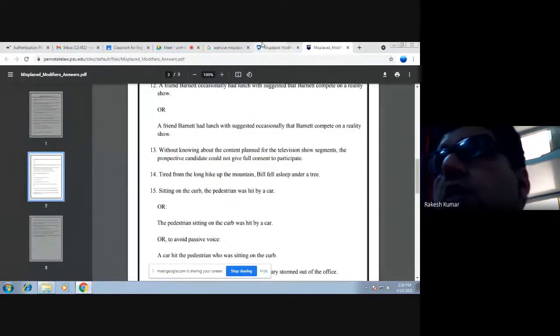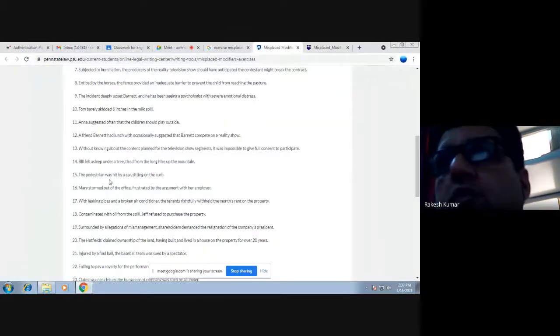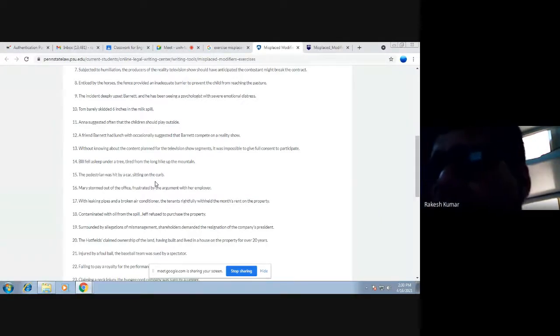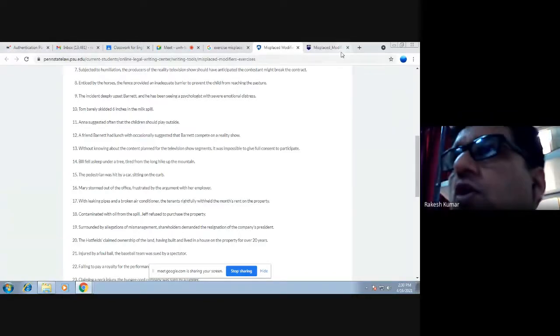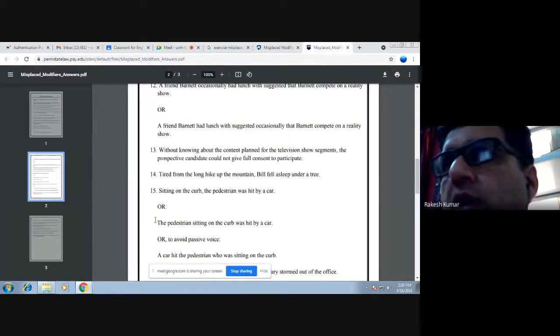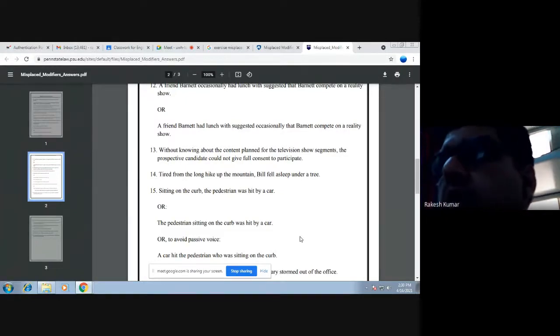The pedestrian was hit by a car sitting on the curb. Now it's a very confusing or ambiguous sentence. We are unable to see what exactly it has said in the sentence. To make it clearer, that is how we use a misplaced modifier: the pedestrian sitting on the curb was hit by a car.